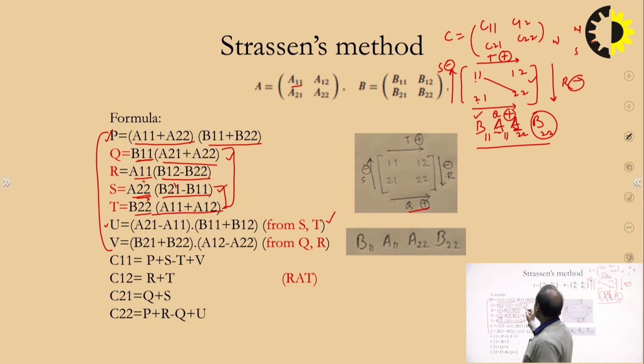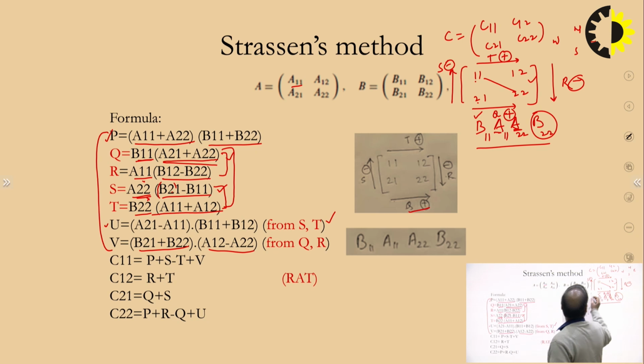Similarly, V is going to be computed from Q and R. We are only considering the parenthesis, change A to B and B to A. So here V will be B21 plus B22 times A12 minus A22. That is computed. All these 7 individual matrices are being computed: P, Q, R, S, T, U and V. Clear? Now, after computing Q, R, S, T, U, V, it's time to compute C11.